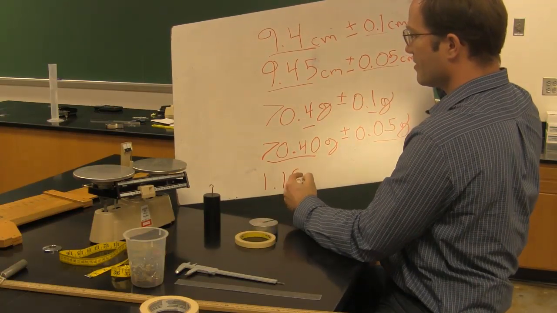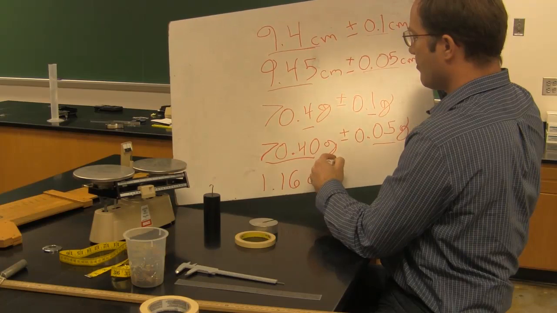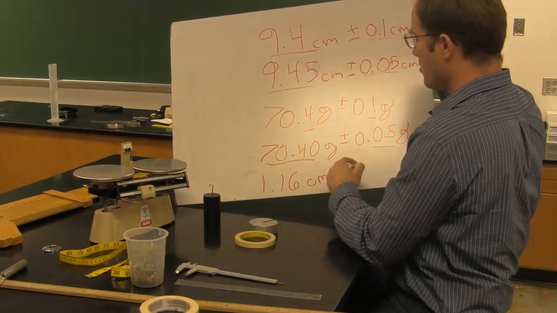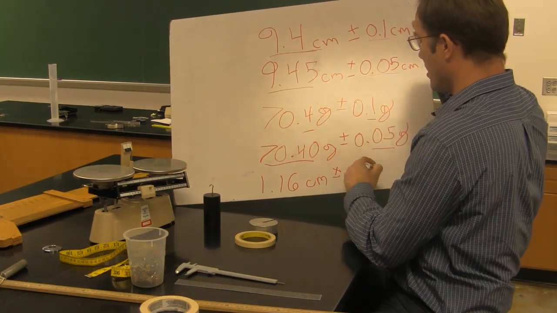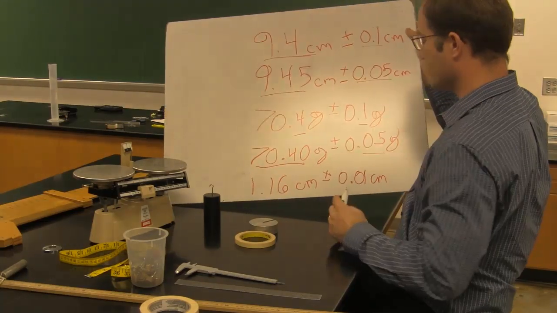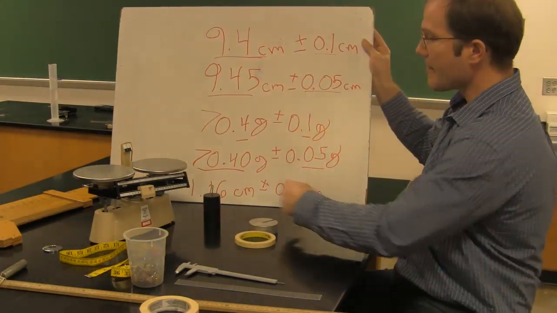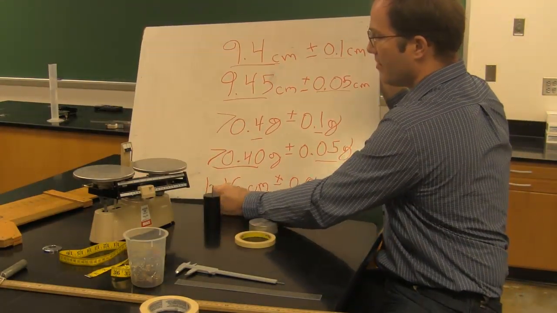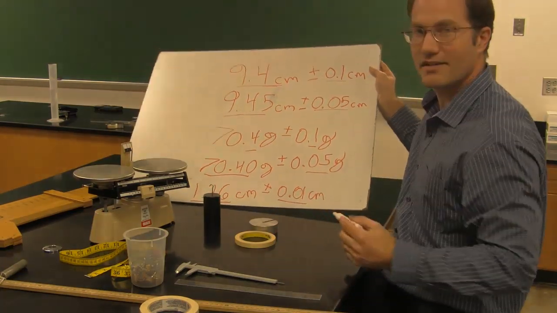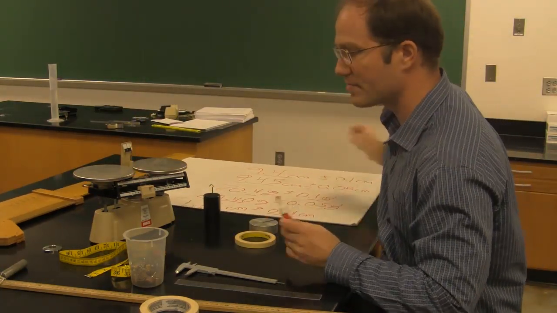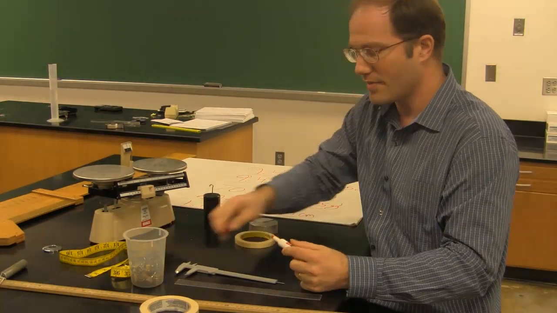1.16 centimeters plus or minus 0.01 centimeters. And so by that I can get pretty good precision using Vernier calipers. It's usually much better than just using a meter stick or a plastic ruler.